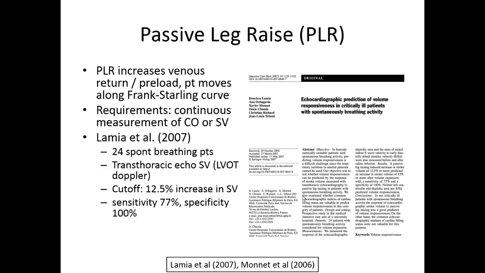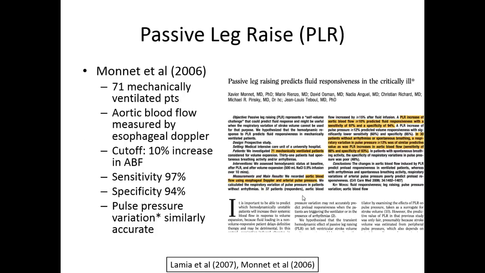So transthoracic echo, I think that's of more interest to some of us than others as far as doing that every day on every single patient versus, I guess, as I said, whatever tool you have available. And the more accurate your tool is, the more accurate your test is going to be. So it performed even better in intubated patients.